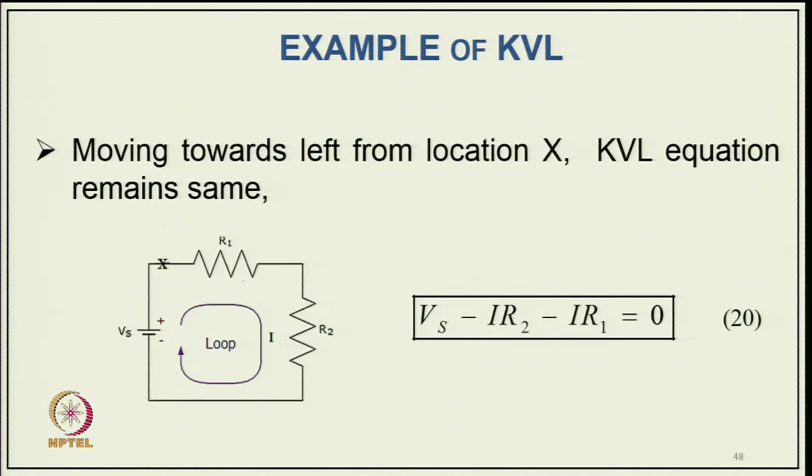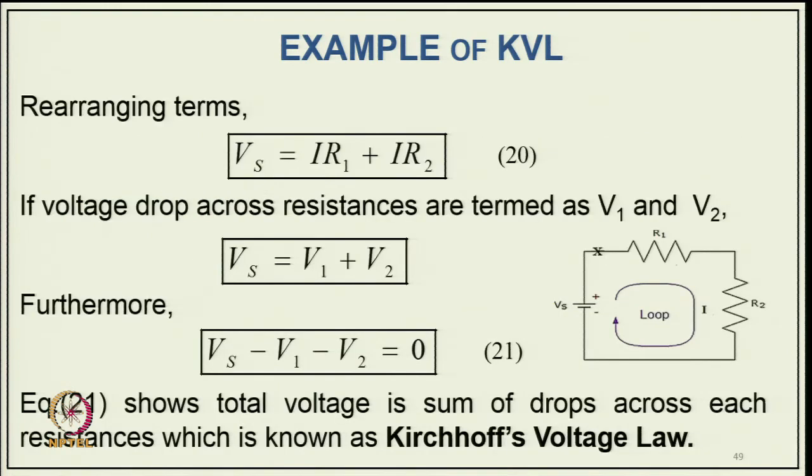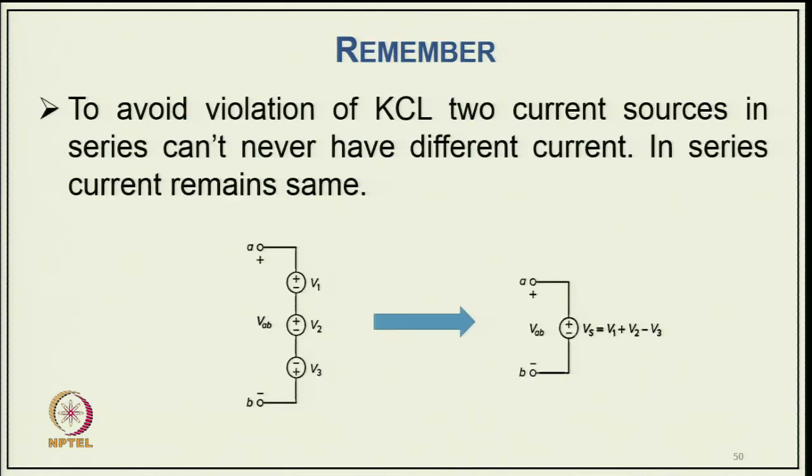So, you can write Vs minus I R2 minus I R1 equal to 0, that does not change, like you can move in the right direction. Rearranging the terms, you can write Vs equal to I R1 plus I R2, and if the voltage drops across the resistances are termed V1 and V2, you can write Vs equal to V1 plus V2, and furthermore you can write Vs minus V1 minus V2 equal to 0. So, this equation says that the total voltage is equal to the sum of the drops across each resistance, which is known as Kirchhoff's voltage law.